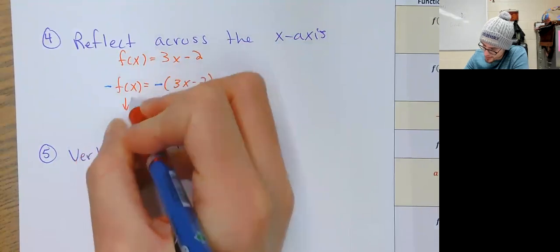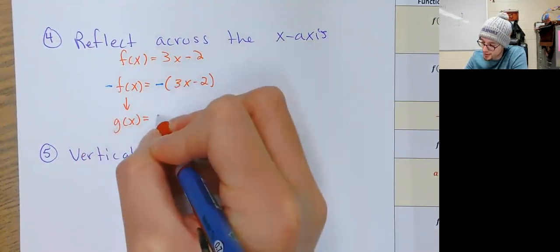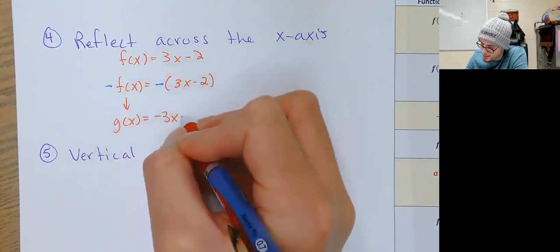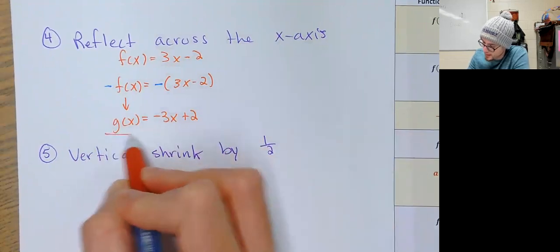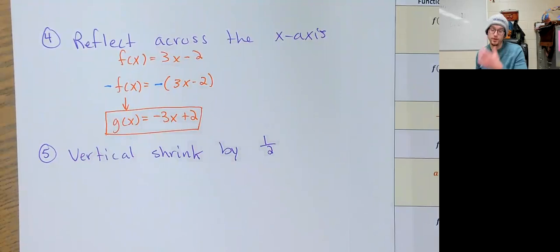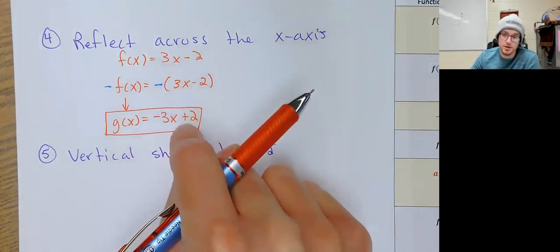Our new function is going to be g of x. And then distribute the negative. So negative times positive 3x, negative 3x. Negative times negative 2 is a positive 2. Perfect. There's our new function. We just reflected this function about the x-axis, and now we got our new function g of x.